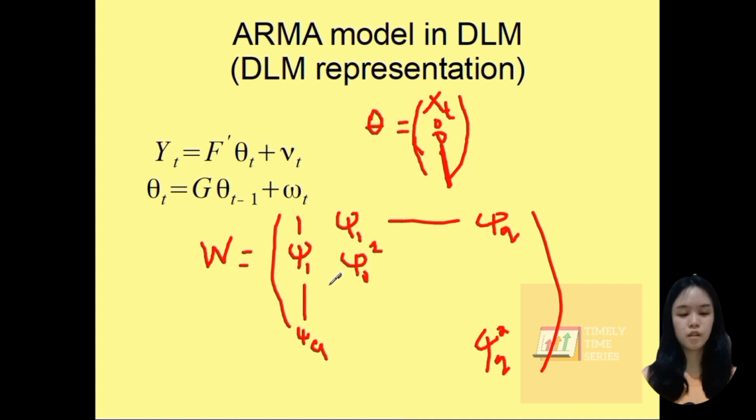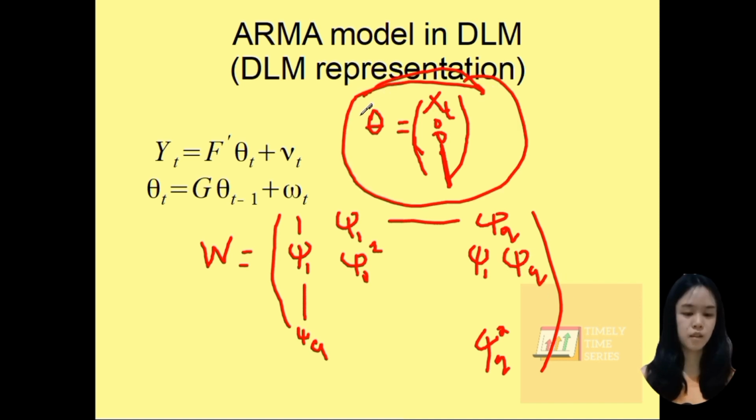What about in the second row and the qth column? In the second row, we have psi 1, and in the qth column, the last column, we have psi q. So that element would be psi 1 times psi q.